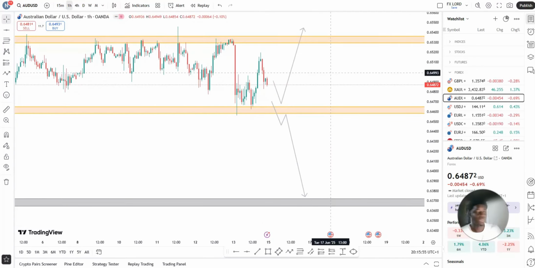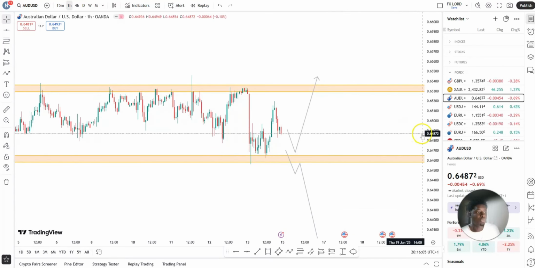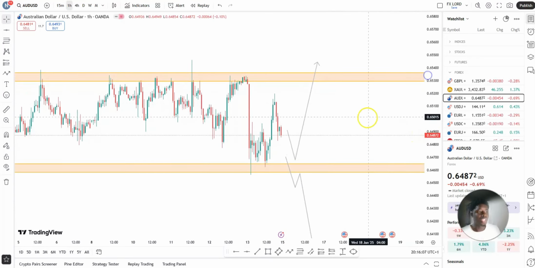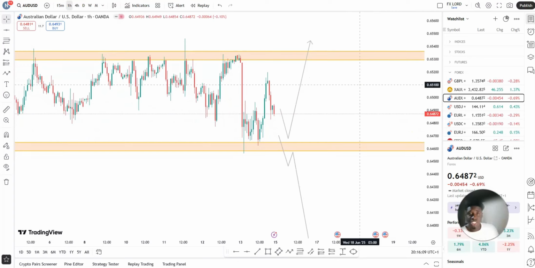I'm still waiting on AUD USD. It has not completed at this moment. You can't get into the market at this point. You still have to wait. At this point, we are waiting on AUD USD to do some magic before we get into the market. So that is what we are waiting for right now.